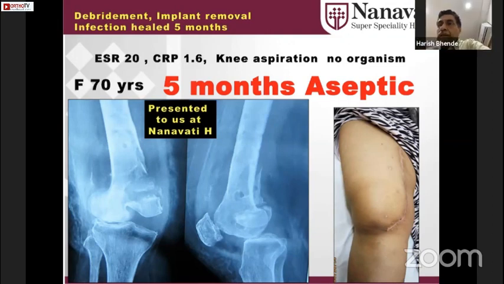Dr. Bhosale, can I interrupt you at this point and ask you a question which is very important for the audience. Number one is, if you have a suspicion of infection, or in this case, actual infection in the past, and a surgeon has done a couple of surgeries, how do you determine that this patient has no infection? What are the ways you can determine that this knee is now aseptic?